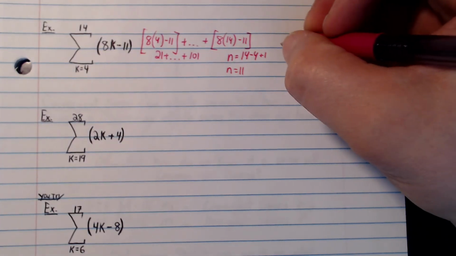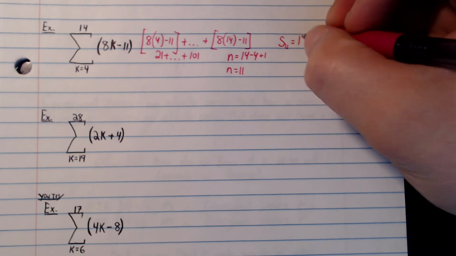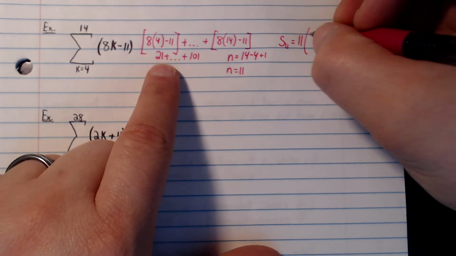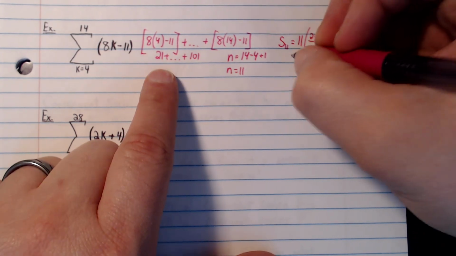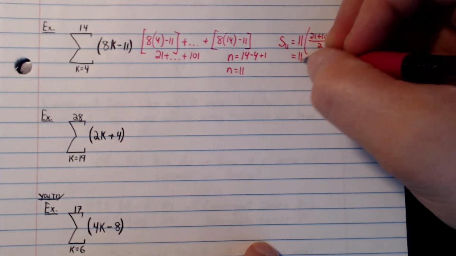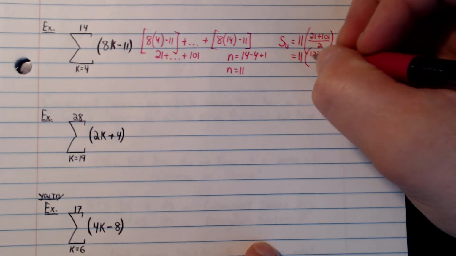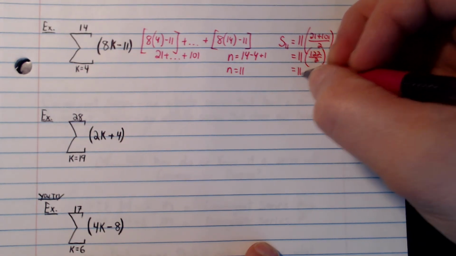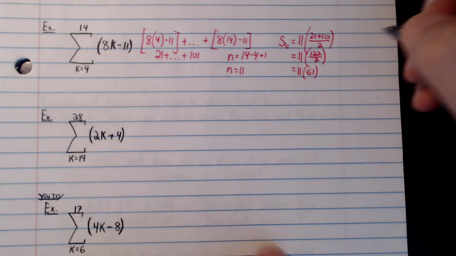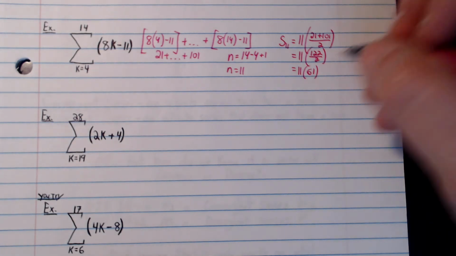So here we go. If I want the first 11, we're going to do 11 times 21 plus 101 divided by 2. That won't reduce. 21 plus 101 is 122. That will reduce. Times 11 is going to be 671.